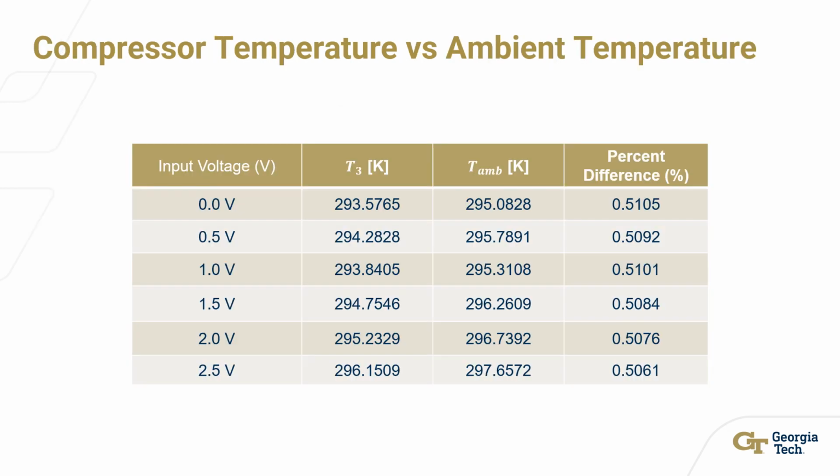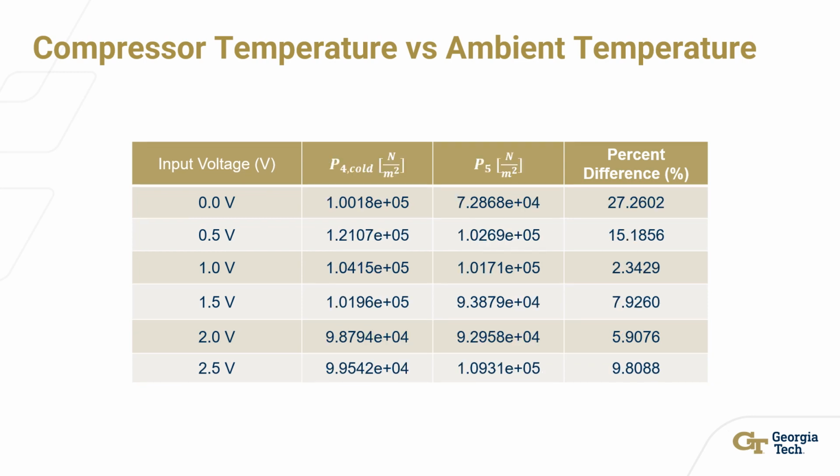Here, we can see the relationship between T3 and the ambient temperature for each voltage. We see an increase in ambient temperature as the voltage increases, which could be due to residual heat transfer to the surrounding air from the system as it continues to run. The percent difference seems to stay around the same, at around 0.5%. Thus, the modeling assumption that T3 is equal to ambient temperature can be supported.